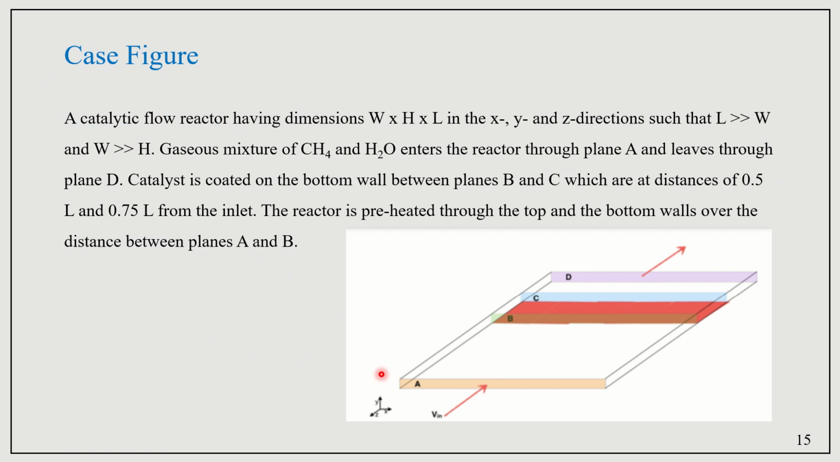Even if we look here, the gaseous mixture enters through plane A and leaves through plane D. Catalyst is coated between planes B and C, which are at a distance of 0.5 and 0.75 L from the inlet. The reactor is preheated through the top and bottom walls over the distance between planes A and B. So the top and bottom walls are used to preheat the reactants.